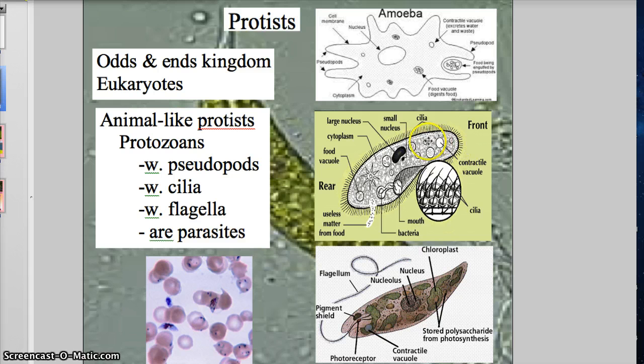What this does, it pumps water out of the cell. It's what a contractile vacuole does. It pumps water out of a cell.